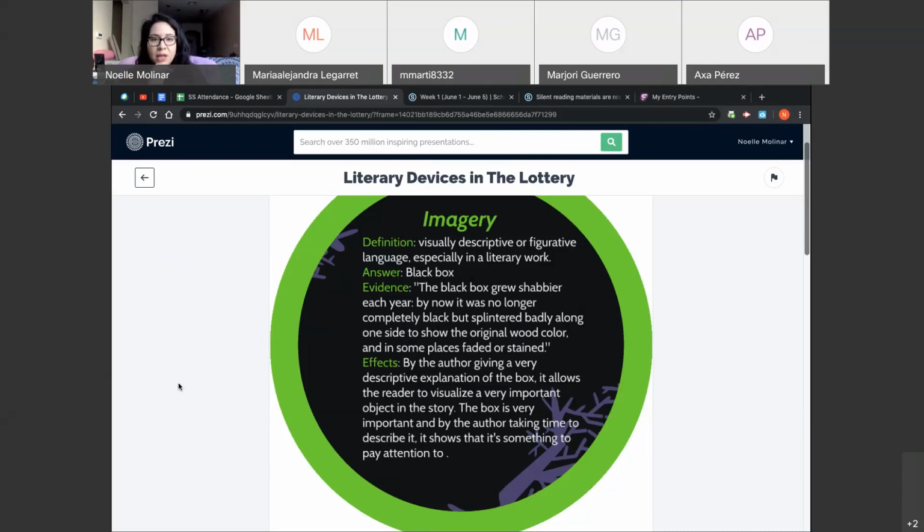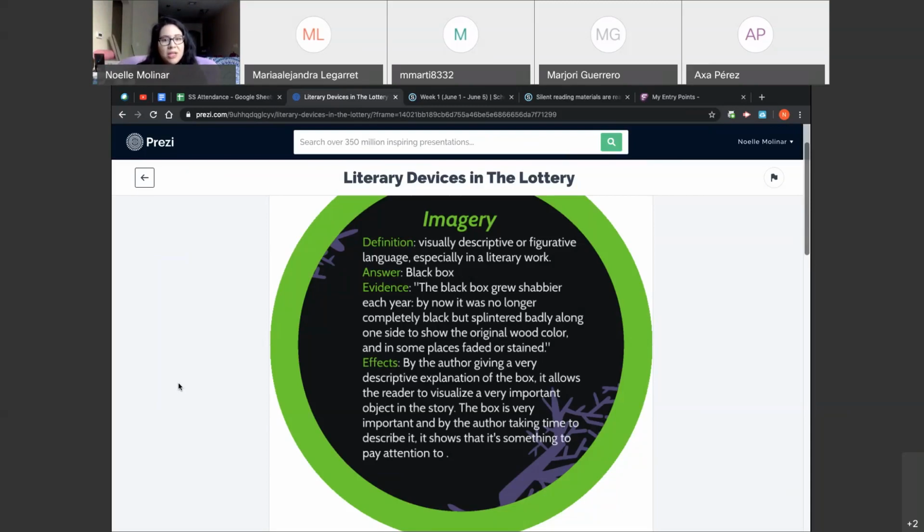And our evidence is the black box grew shabbier each year. So when something is shabby, it doesn't look new or clean. Maybe some people lately, because of social distancing, have not gotten their hair cut. So maybe their hair looks a little shabby. It's kind of long here and short there, and it's growing in different directions. But by now it was no longer completely black, but splintered badly along one side to show the original wood color. And in some places, faded or stained. So the color doesn't look great, the texture, the overall appearance of this box is not great.